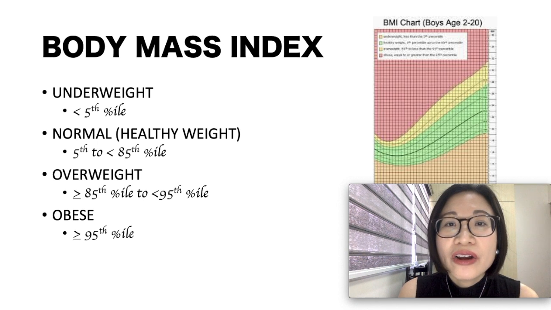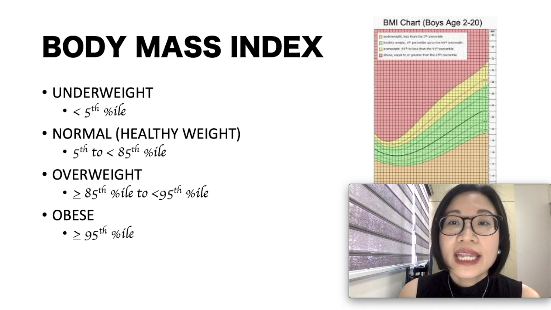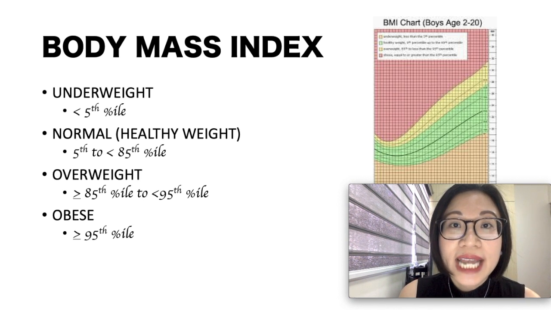Underweight children are those who are less than the 5th percentile, and in the chart, they are in the orange part of the chart. Normal or healthy weight children are in the green part of the chart, and they are from the 5th up to less than 85th percentile. And then the yellow part of the chart are overweight children, and they are greater than or equal to the 85th percentile up to less than the 95th percentile. And lastly, obese children are in the pink part of the chart because their BMI against age is greater than or equal to the 95th percentile.